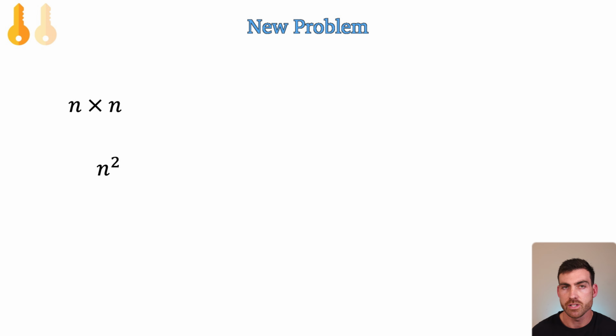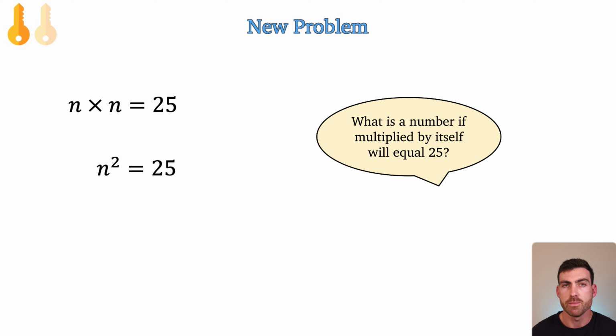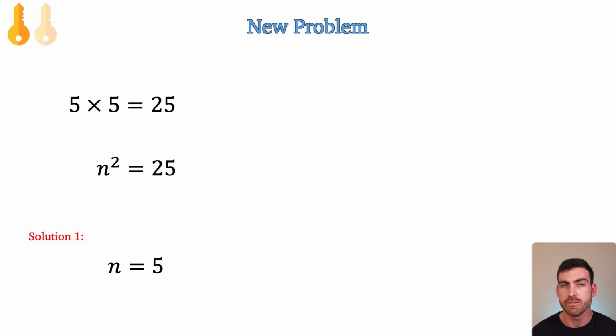Now let's build an equation. Let's say this equals 25. Now pause for a second and think. What is a number that if multiplied by itself will equal 25? Most say 5. And yes, that's correct. 5 times 5 does equal 25.